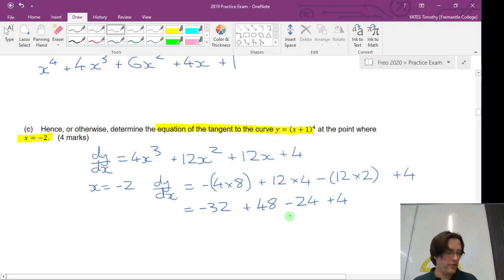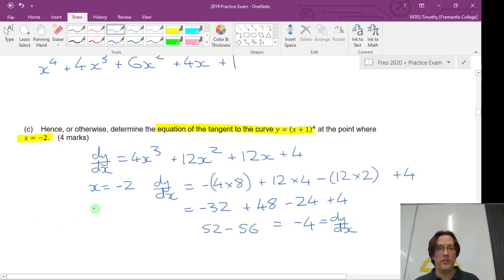Now when we're dealing with these sorts of ones, I do like to group together the positives. So I've got 52 and group together the negatives. 32 plus 24 is 56, and that gives us -4. So that one actually ends up being a lot easier than trying to jump back and over our negatives there. So that's our gradient. So that's going to be dy by dx.